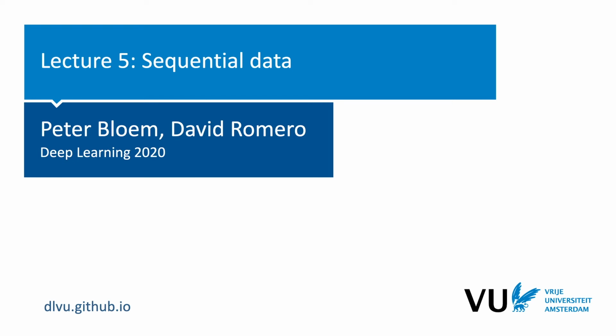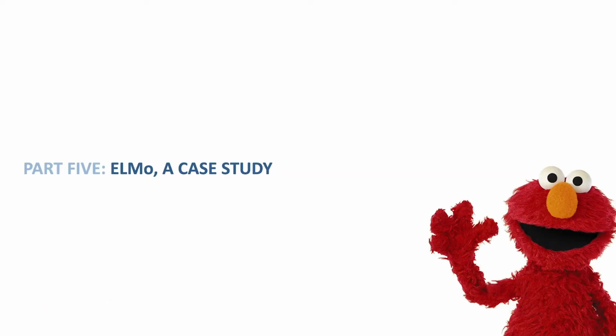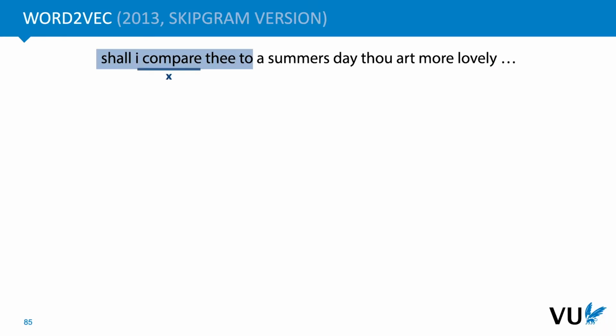In the last video of this lecture, we'll take a look at how these principles, sequence-to-sequence models, and in particular recurrent neural networks, can be used in a large and successful model that is often used in production. And for that, we'll look at the ELMo system, a language model. To set the scene, we'll start with one of ELMo's predecessors to place it in context, which is Word2Vec.